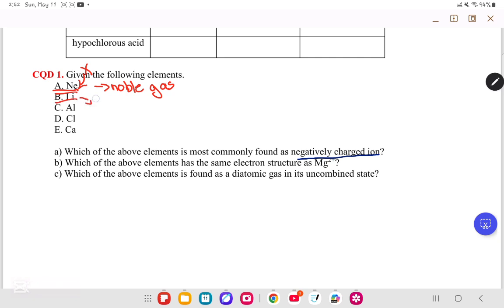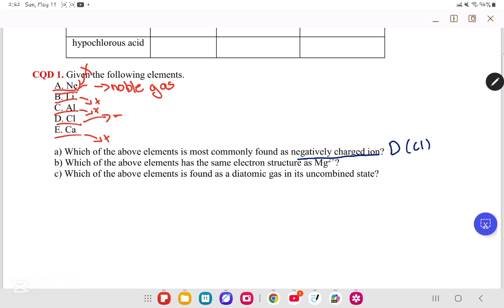Lithium is a metal, it will form a positive ion. Aluminium will form a positive ion, it's a metal. Chlorine will form a negative ion because it's a non-metal, and calcium will form a positive ion because it is a metal. So which one will form the negatively charged ion? It's going to be D, which is chlorine.